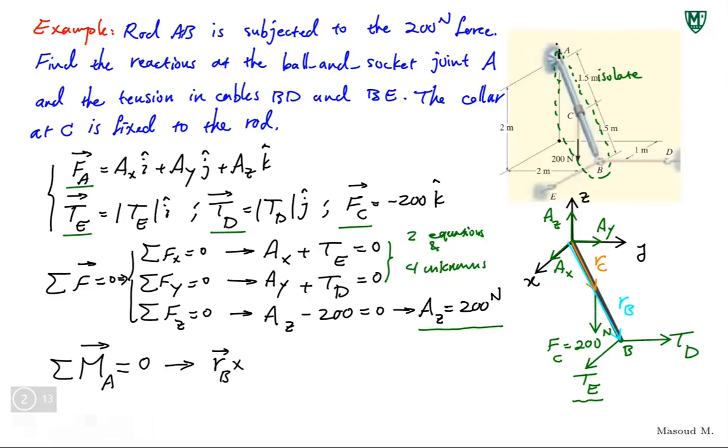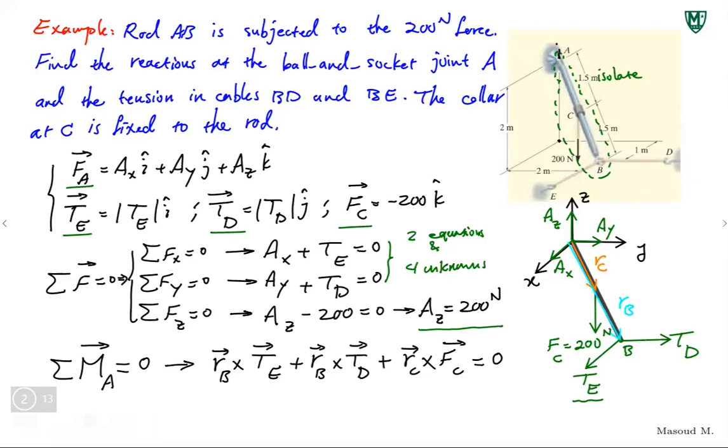So what I have to find would be RB cross TE, let's go with TE, plus RB cross TD, plus RC cross FC. This should be equal to 0.